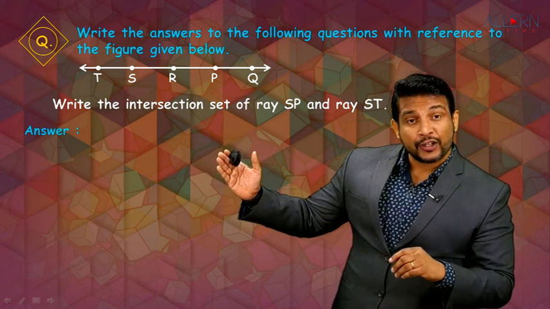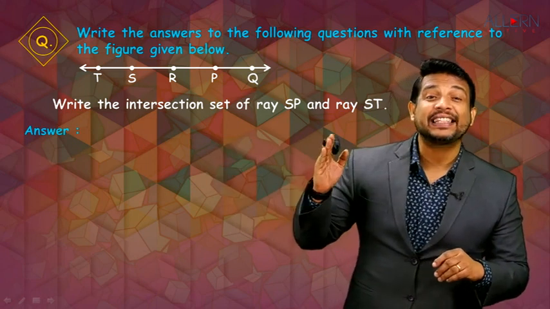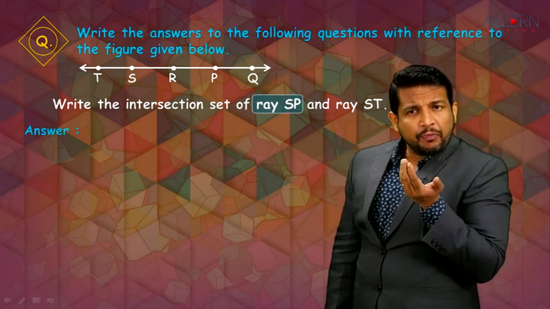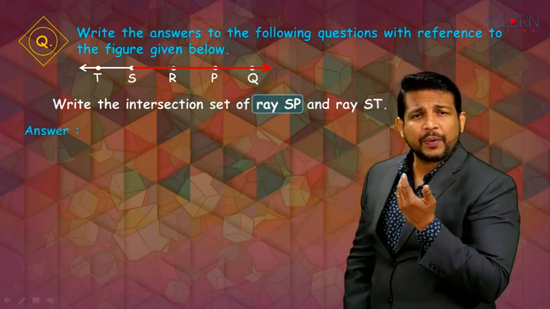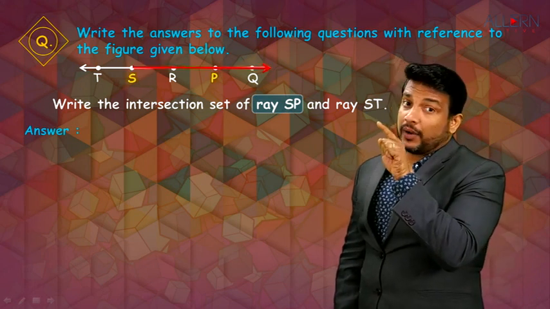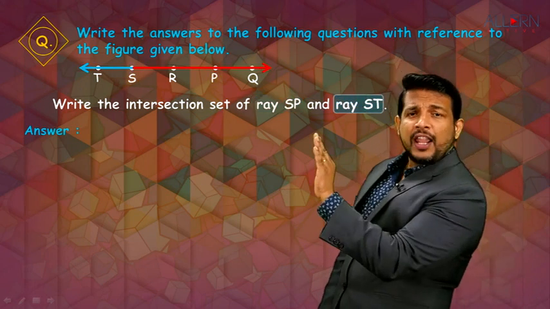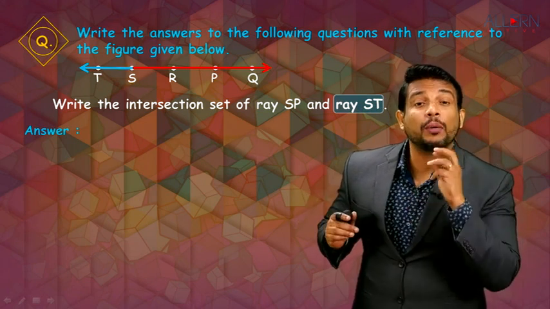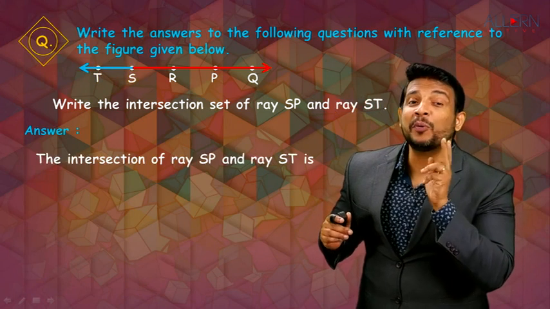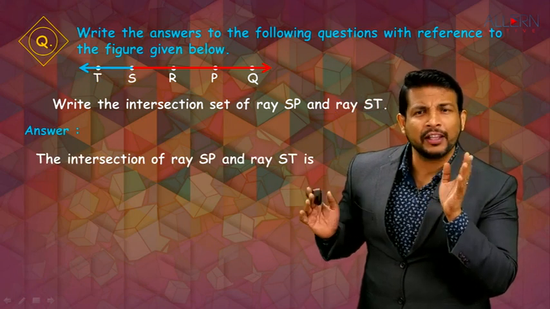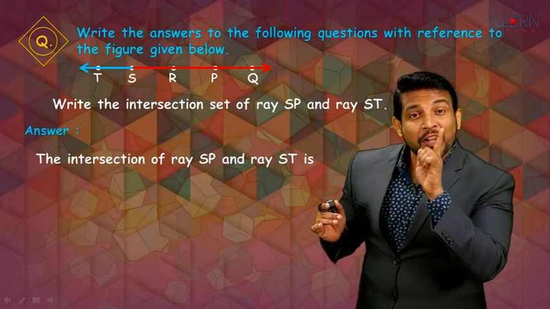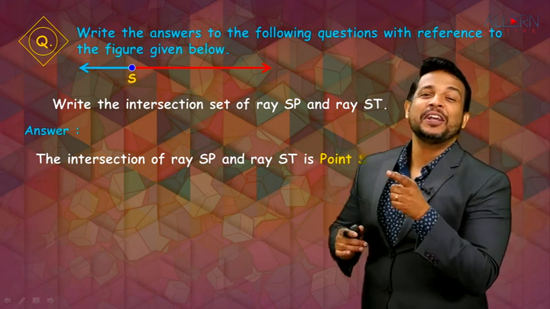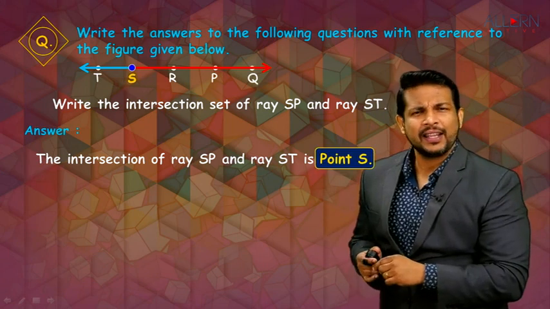Write the intersection set of ray SP and ray ST. Look at ray SP: the origin is S, moving in the direction of P. Ray ST starts from S and moves in the direction of T. When we say intersection, we are talking about what is common. What is common to both rays? There's no segment; there's only one thing common to both. Point. Which point? S. So the answer is point S. Was that easy? Very easy.